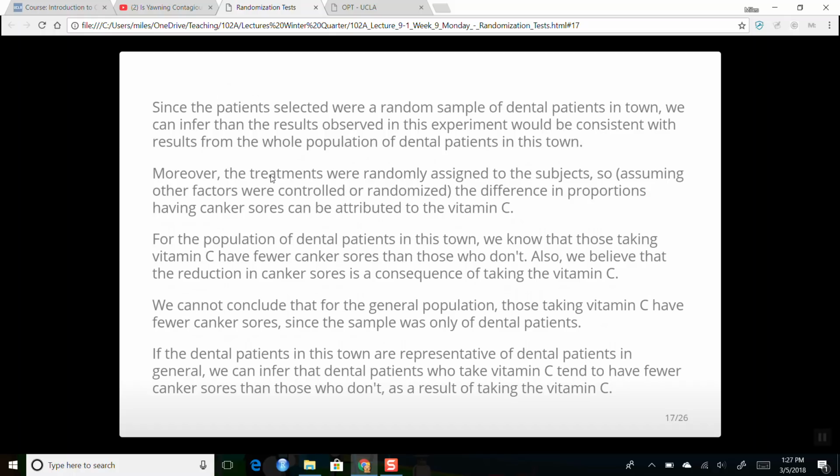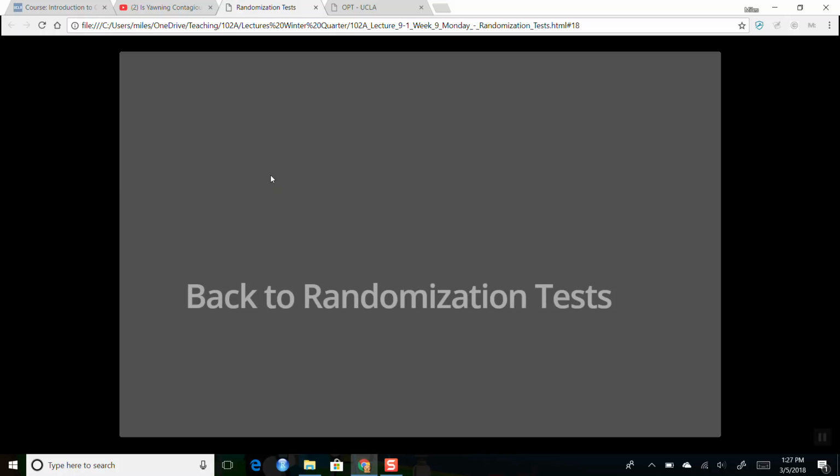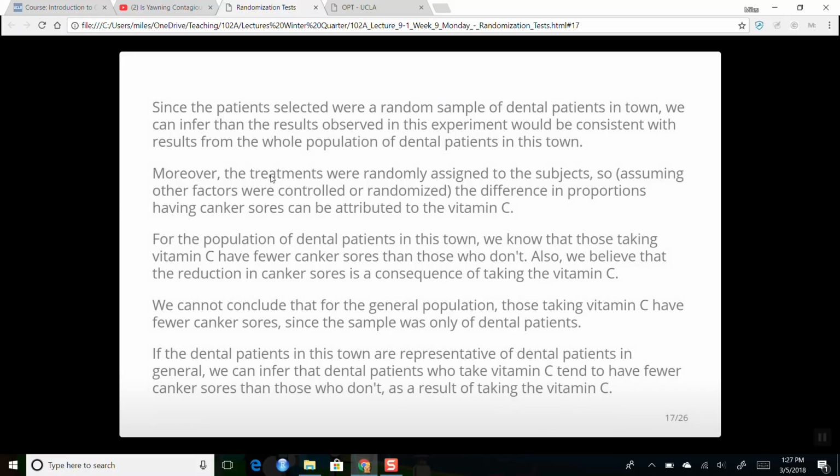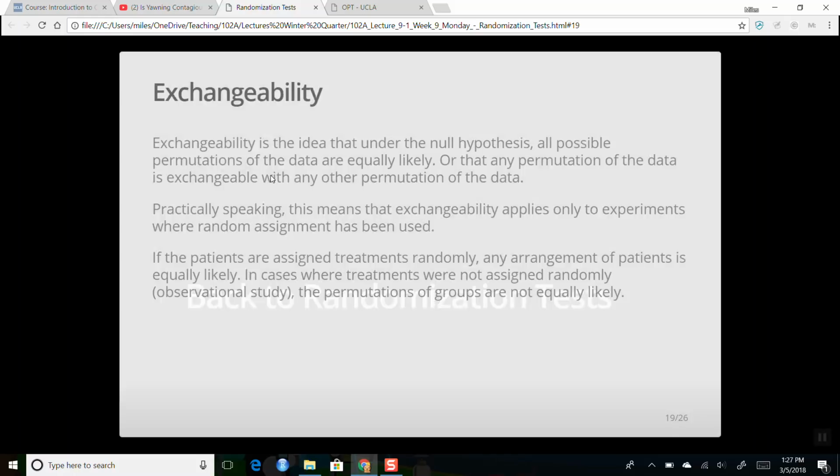Okay, so if we want to make a cause and effect conclusion, we need random assignment. If we want to generalize to a bigger group, we need random sampling. Okay, is that all right, this review here? All right, so let's go back to randomization tests and this concept of exchangeability.